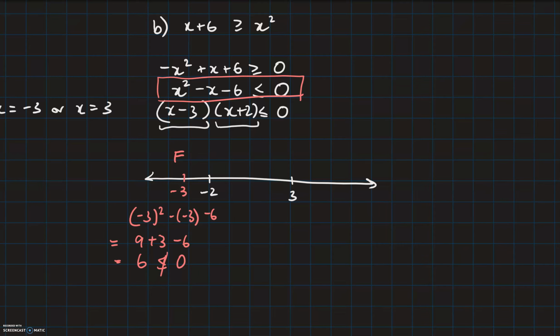Next bit, I'm going to pick an easy number in between negative 2 and 3. So I'm going to pick 0. I substitute 0 in. I'm going to get 0 minus 6, which gives me negative 6. And that is less than or equal to 0. So that's a tick. This area is going to be true. For my inequality, I know that any number between negative 2 and 3 is going to be true because I've tested those critical values. So therefore, negative 2 is less than or equal to x, which is less than or equal to 3.